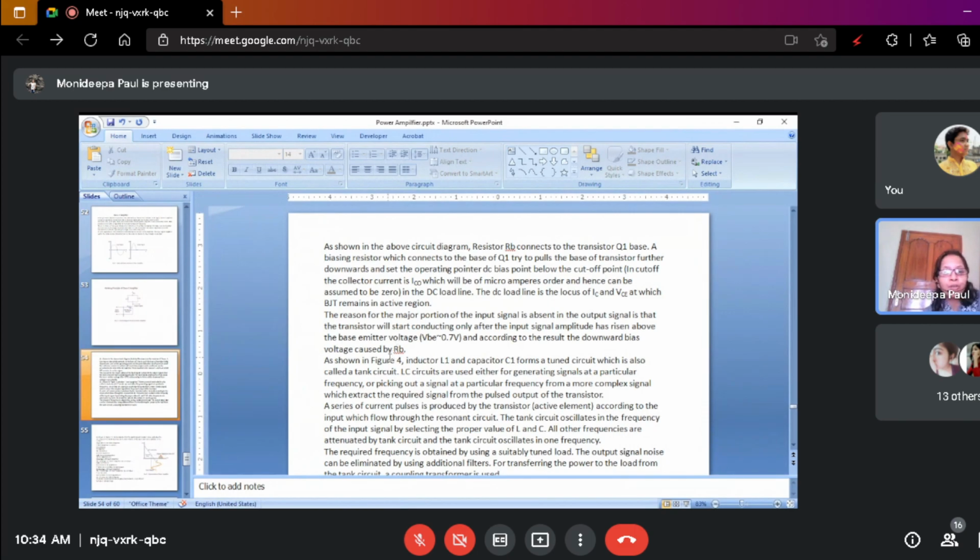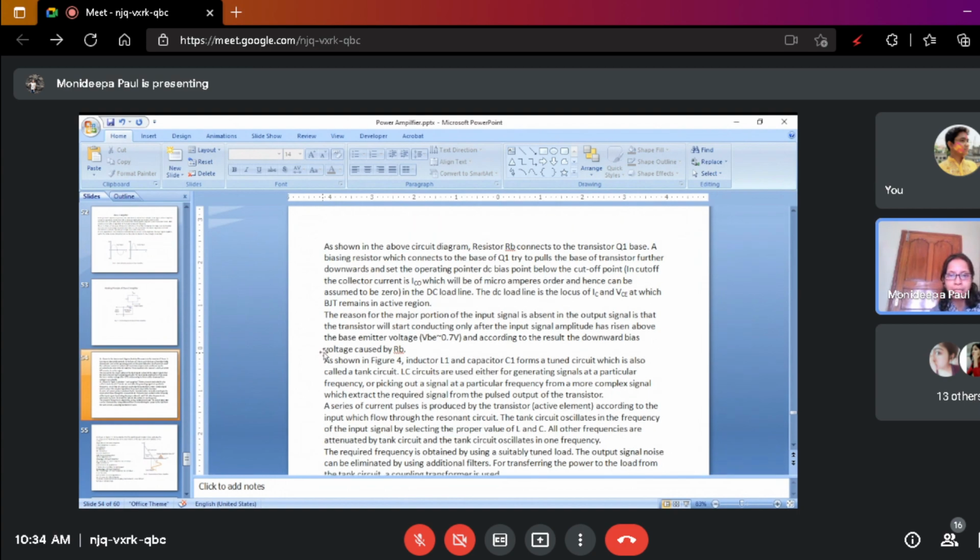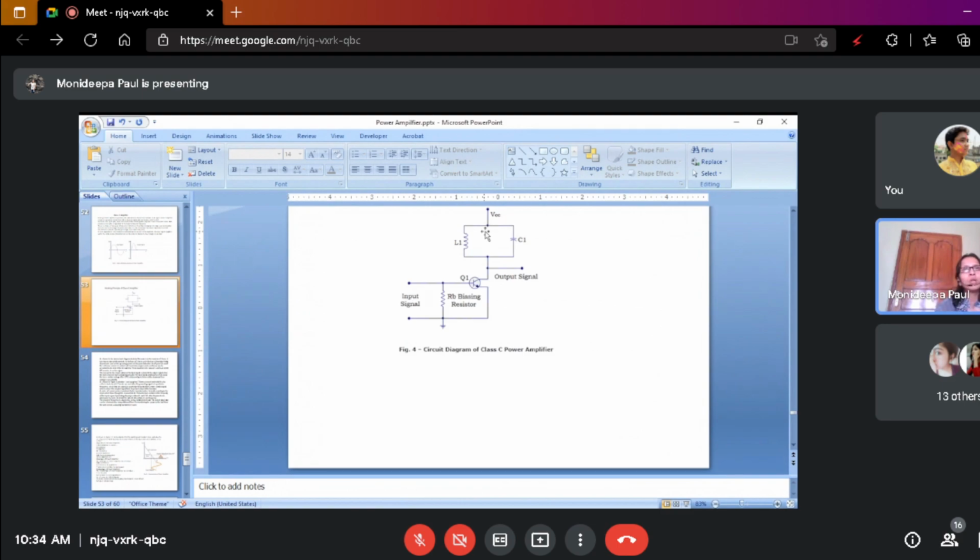Okay. So as shown in figure 4, the inductor L1 and C1 form a tuned circuit, which is also called a tank circuit. LC circuits are used either for generating signals at a particular frequency or picking out a signal at a particular frequency from a more complex signal. That means if the input signals have different frequencies, with the help of the LC circuit we choose the particular level of frequency.